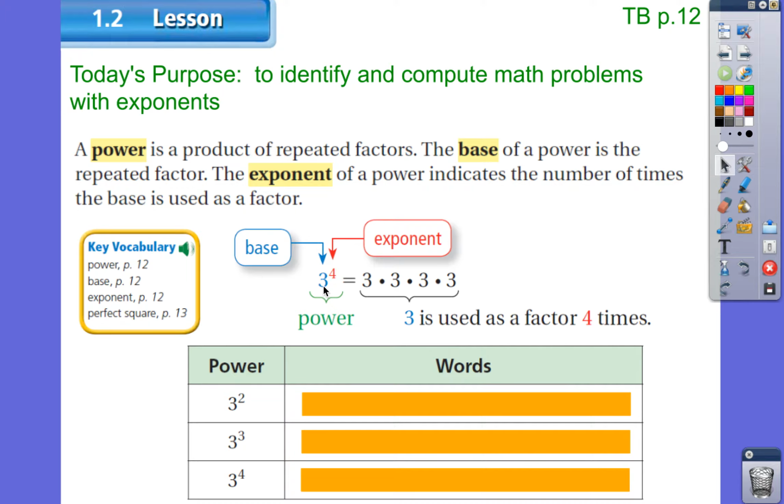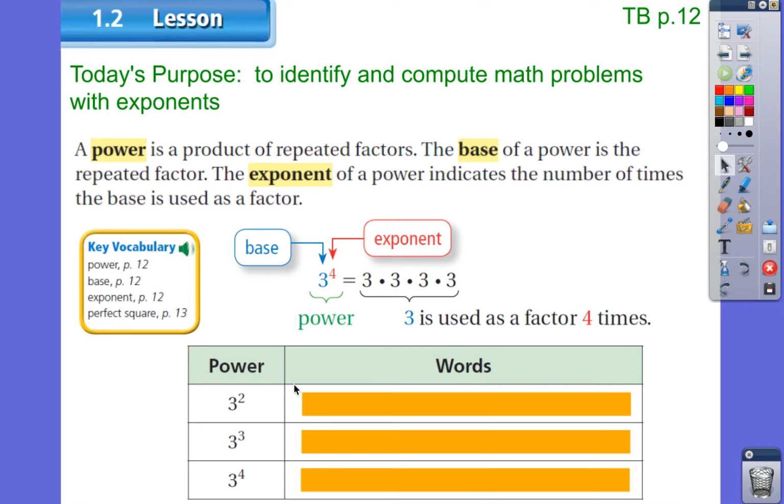Let's take a look at the 3. We have 3 to the 4th power. The 3, or the blue 3, tells us what the base is. That is the number that is going to be repeated. The exponent, it is in red. The exponent tells us how many times that we are going to repeat the base. So for example, 3 to the 4th power means 3 times 3 times 3 times 3. So when I multiply that out, 3 times 3 would be 9. 9 times 3 is 27. 27 times 3 is 81. So 3 to the 4th power is 81.